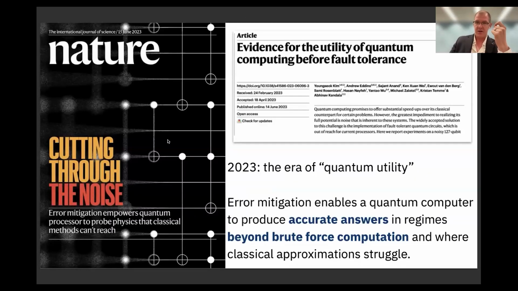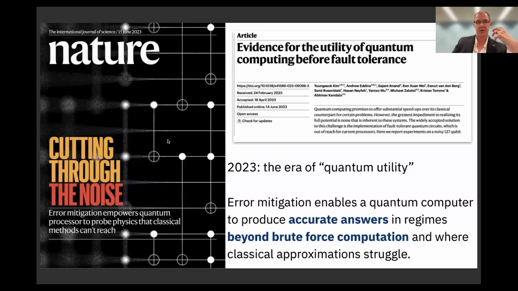We had this first evidence of the idea that quantum computers are becoming increasingly useful tools for computational science with a Nature paper that we published in 2023, this evidence for the utility of quantum computing before fault tolerance. The idea behind this paper was to really push the capabilities of the hardware and the software stacks that we were developing to use these techniques called error mitigation, which let a noisy quantum computer emulate a less noisy one. And using these error mitigation techniques and advanced hardware, we could get a quantum computer to produce accurate answers in problem regimes where brute force classical computation would not work. Again, that's at above 100 qubits from the previous slides, and also where classical approximations start to struggle.